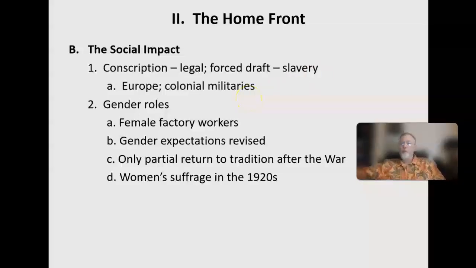And women's suffrage, that's women's voting. It happens in America in 1919 and 20, but we see almost all your Western European countries give women the right to vote in the 1920s. So there are a lot of advantages that come out of social, economic, and political advantages that women gain from this war.